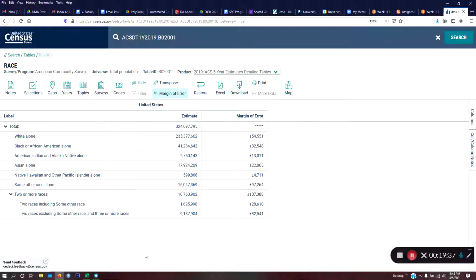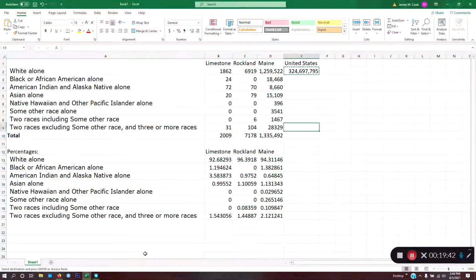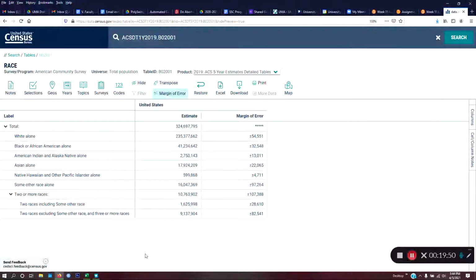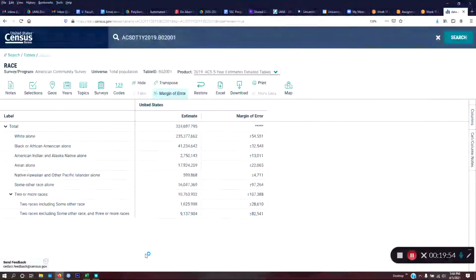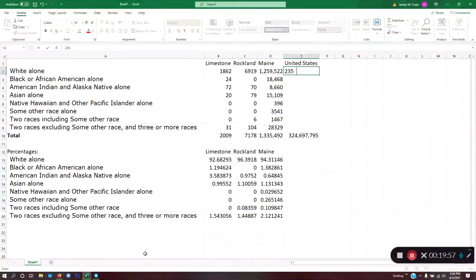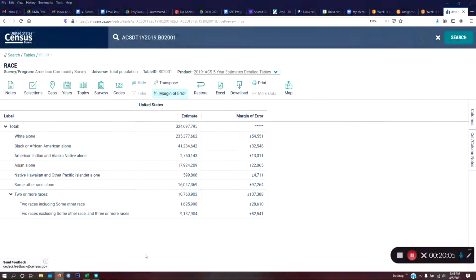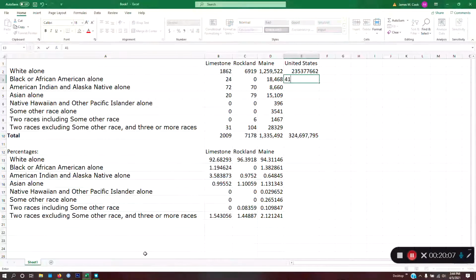Black or African American. Oh, now that's the total. Got to be careful, right? It's always possible to make mistakes. So always look over to the left and make sure you know what you're writing down. White alone is 235,377,662 people. Whew. Okay. How about Black or African American alone? 41,234,642.